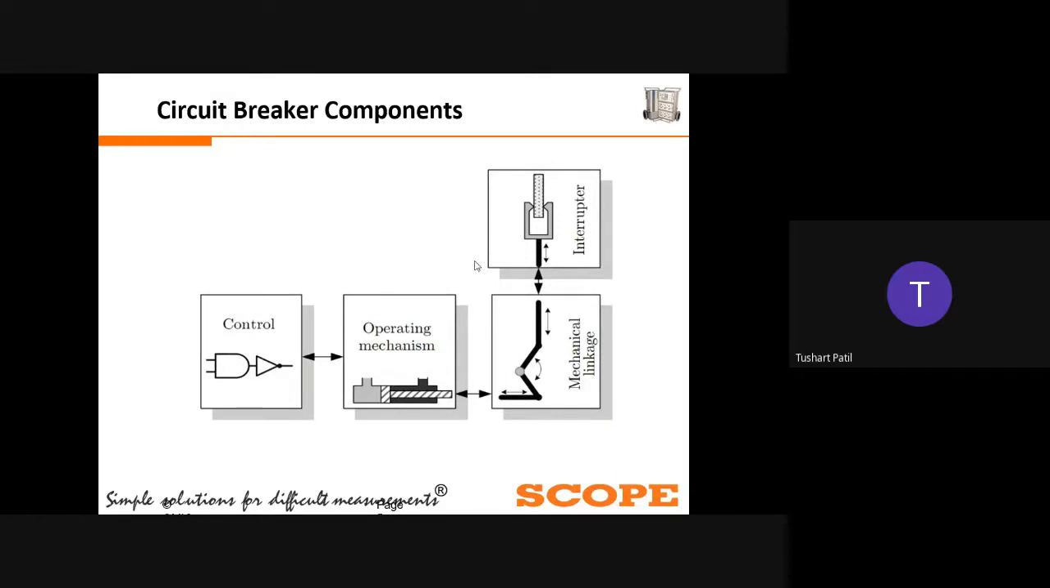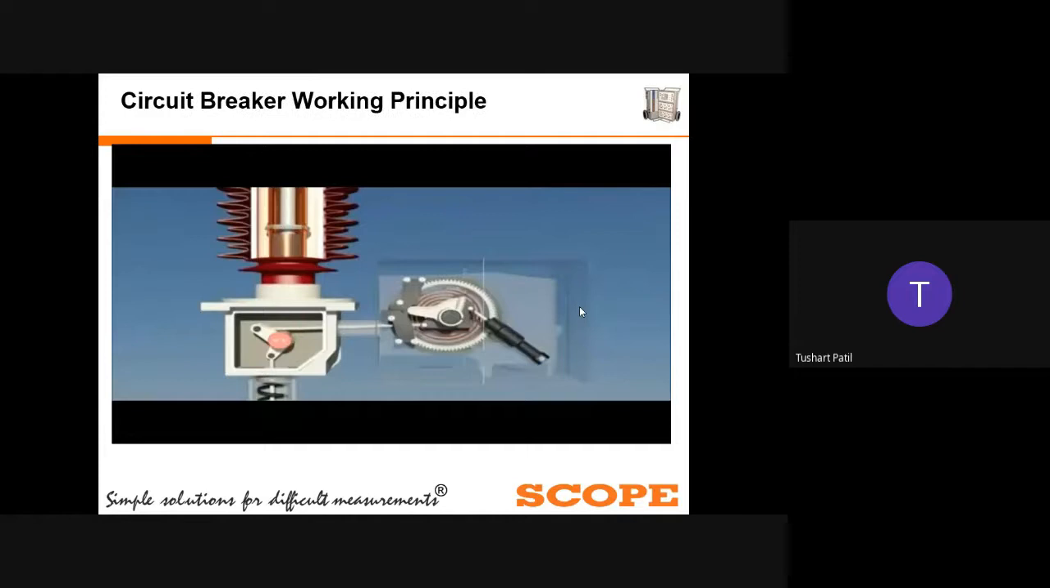So this is important. We know the breaker components. We need to use control signals to operate the mechanism of the breaker, and using mechanical linkage, we operate the interrupter contacts of the circuit breaker. There is an operating mechanism required to operate the circuit breaker. So we will see a short video of the working principle of the circuit breaker.